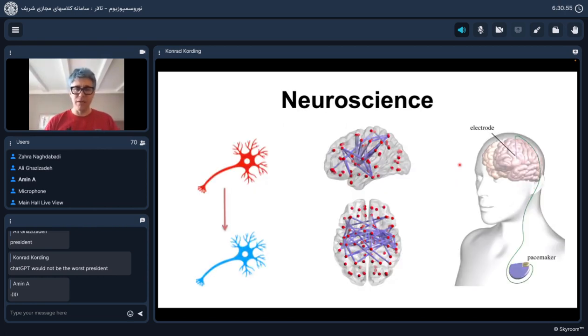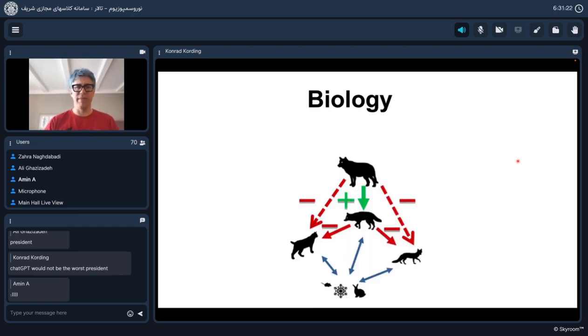Same thing in neuroscience. In neuroscience, we might ask, how does a neuron influence causally another neuron? Because that's kind of the stuff that our theories are made out of. Or alternatively, we could ask, how do brain regions influence one another? Or we could ask, how does a pacemaker, through an electrode, help, say, Parkinson's patients live better? So all of them are causal questions.